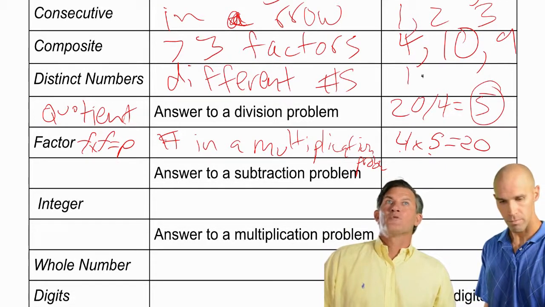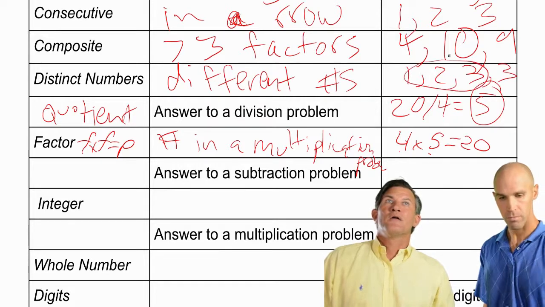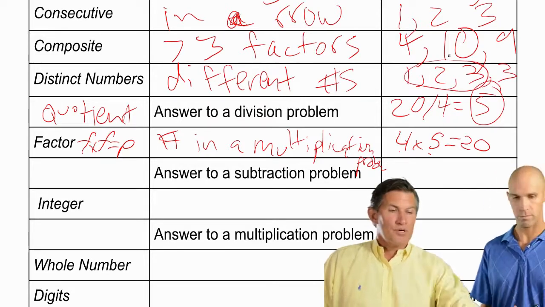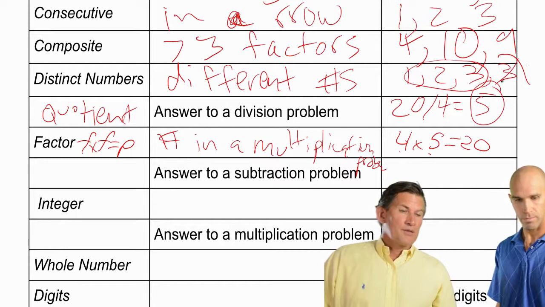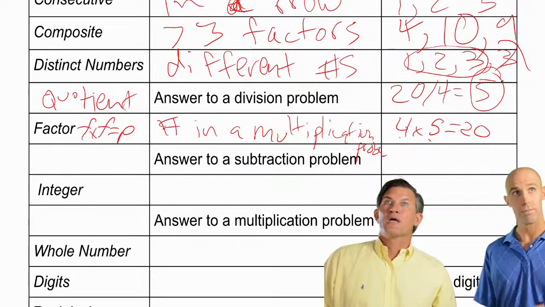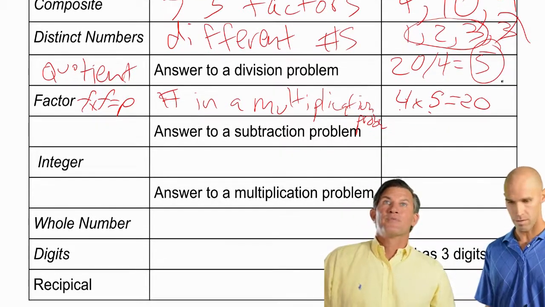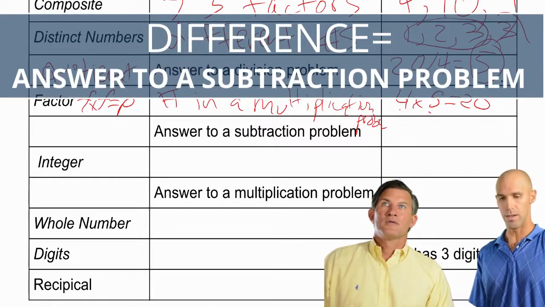For distinct factors, put 1, 2, 3, but not the second 3. Cross it out. Awesome. 3 is the same number as 3. Okay. Answer to a subtraction problem. So what's it called, Josh? The difference.